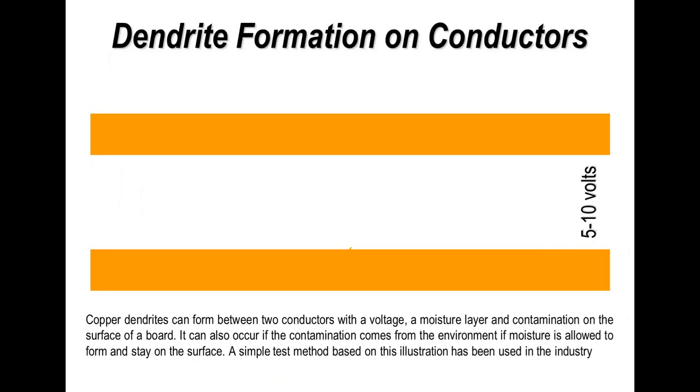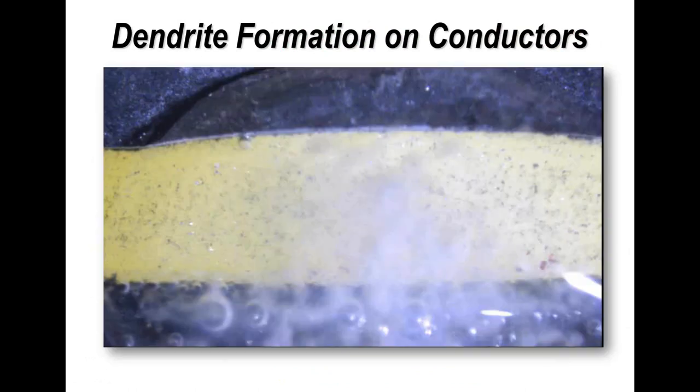Now, if you've never seen dendrites form, basically a simple test you can do yourself: take a printed circuit board, take two tracks, put a voltage across it, and put a droplet of deionized water. The water's pure, so that won't contribute to the problem. But if there is any ionizable material on the surface of the printed circuit board, it will form a dendrite between those two surfaces. And if you then put, let's say, 100 volts through it, you'll actually see it go pop. And it's quite revealing when it goes bang.